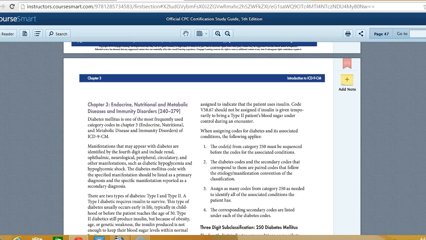And then if they are insulin dependent, we have to code V58.67 in that order to make sure that we're telling the accurate story when it comes to coding.